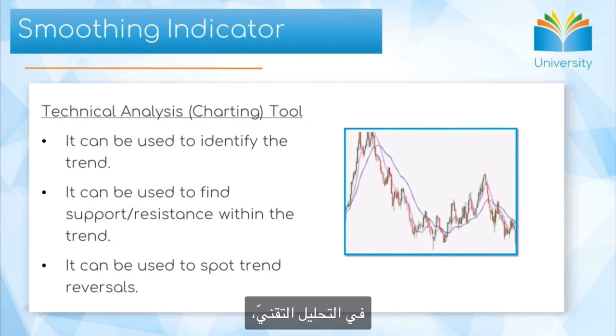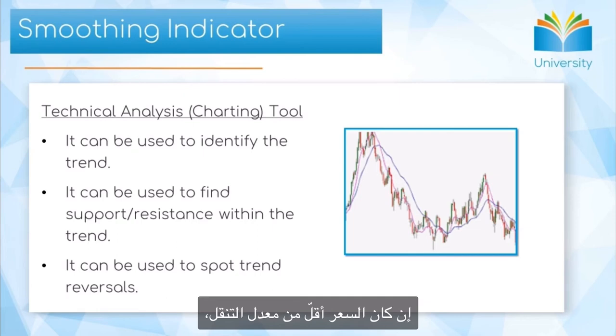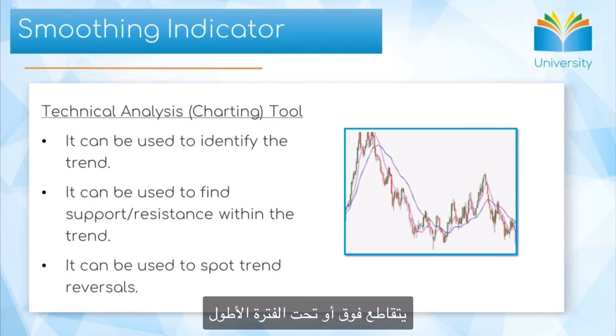In technical analysis, it can help us to identify a number of things. If the price is above the moving average, then it tells us that the stock is strong. It's above its average. In other words, buyers are aggressive. If the price is below the moving average, then it tells us that supply or selling pressure is aggressive and that it's downward trending. We can also identify crossovers, where a shorter term moving average crosses above or below the longer term one, which would give us a buy signal or a sell signal. We'll talk more about that in future classes.